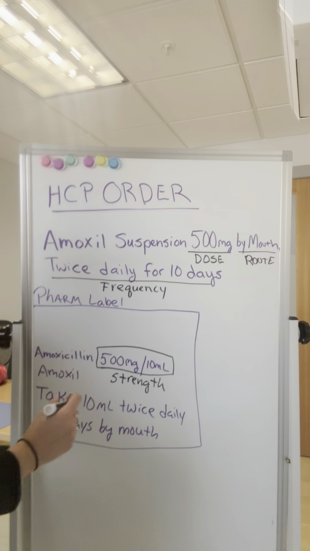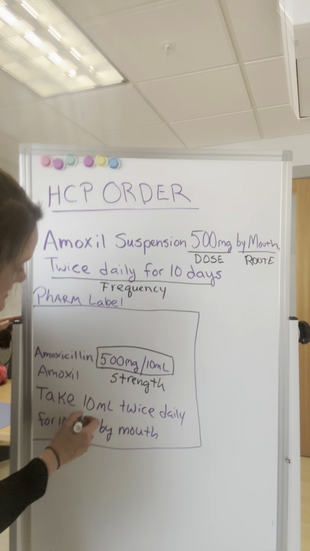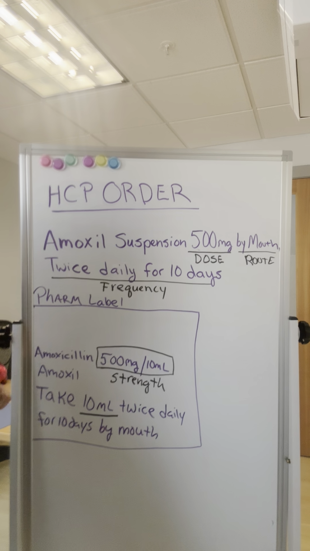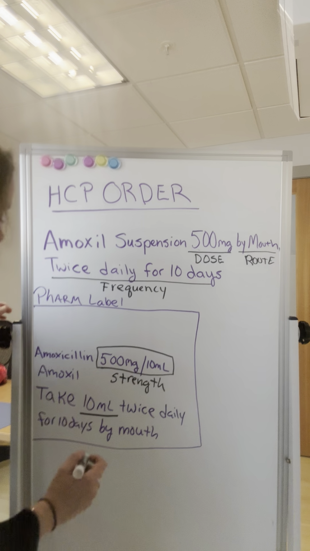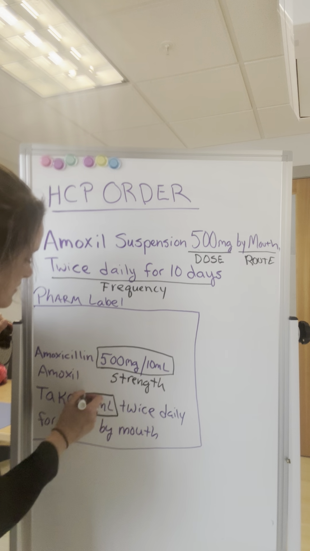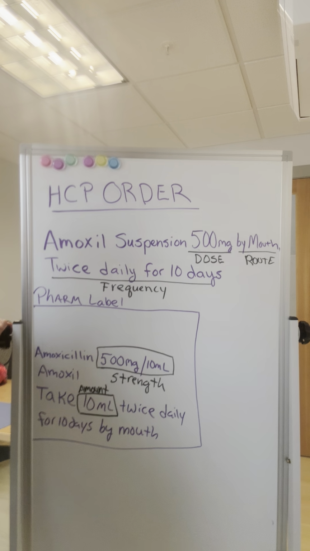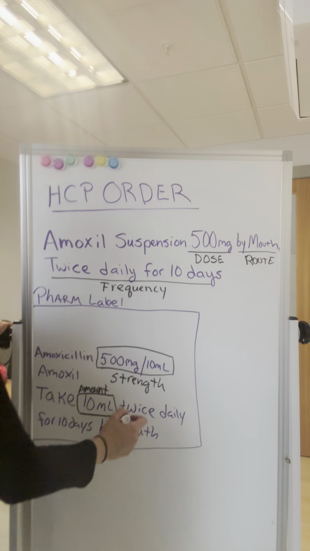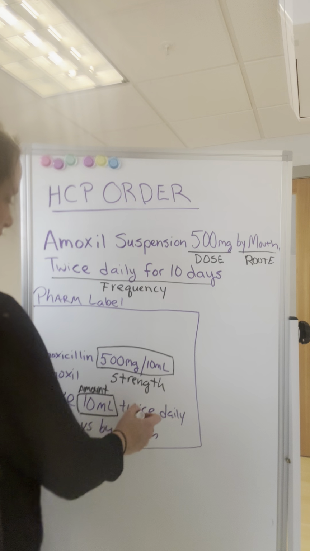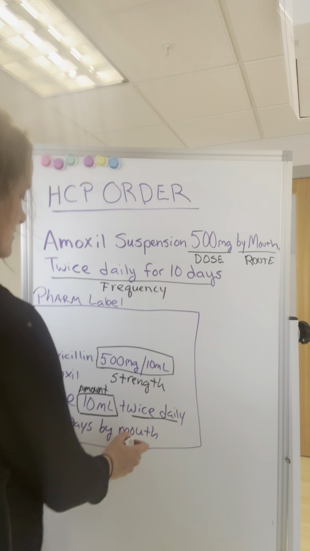And then right here, it says take 10 ml. 10 ml is the amount. So your amount is always how much you give in order to equal the dose. And then we have twice daily for 10 days, that's our frequency. And then we also have our route.